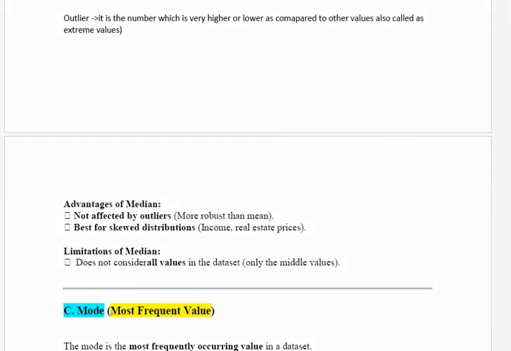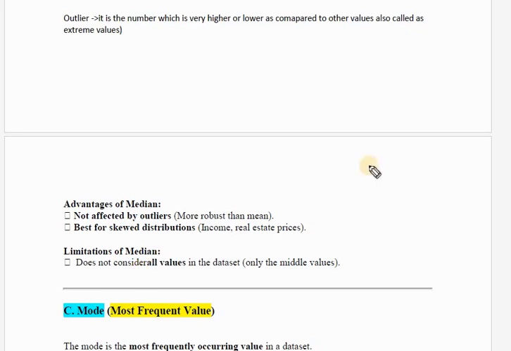What are the advantages of the median? The main advantage is that it is not affected by outliers, and when there is a skewed distribution, we usually go for the median and not the mean. What are the limitations of the median? Sometimes while applying the median, we miss considering all the values in the data set. This is the main disadvantage of applying the median. So this is about the median.